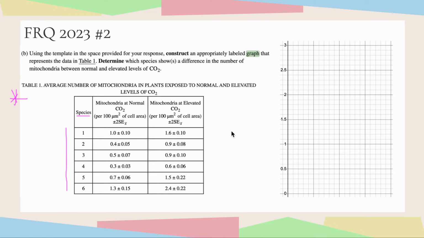So first thing we always want to do is label our axes. So our y-axis is going to be our dependent variable, which is the variable we are measuring. So this, in this case, is going to be our number of mitochondria. Okay, number of mitochondria per 100 micrometers squared. Okay, great. And then our x-axis is going to be our species number. So species number. Okay, good.